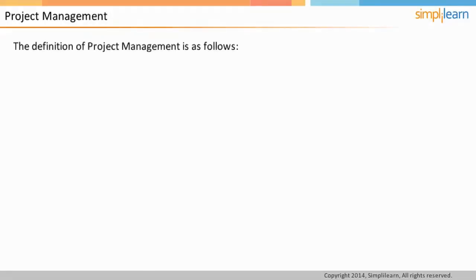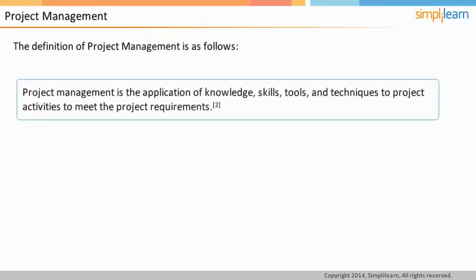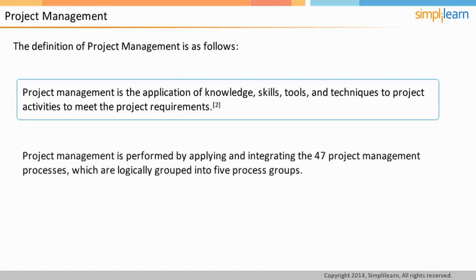As defined in the PMBOK guide, project management is the application of knowledge, skills, and tools and techniques applied to project activities to meet the project requirements. Project management is achieved by proper application and integration of the 47 processes. Application and integration means these processes should be executed in the right manner as well as in the right order. In the next screen, let us discuss how to manage a program.